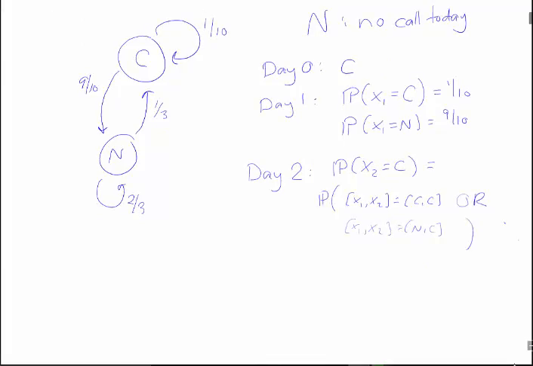Since they're disjoint, the probability of one or the other of them happening is just the probability of one plus the probability of the other. So now I just have to figure out these two probabilities and I'll be good. So how do I figure out the probability that on both day 1 and day 2 I called my mother?